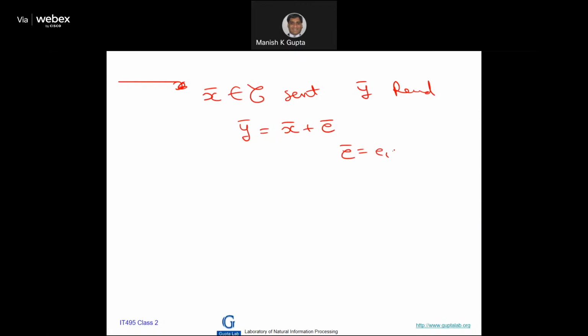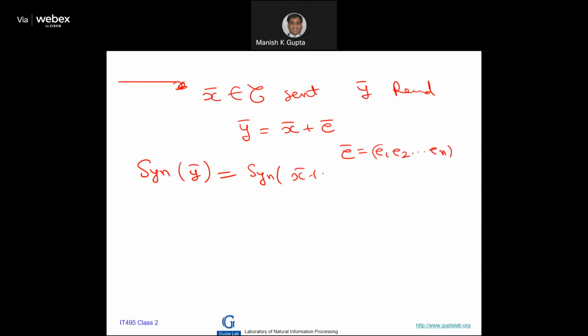What is e? e is nothing but e1, e2, ..., en. n bits are there. So basically, if x2 is say 1, and e2 is 1, it will be reversed. 1 plus 1 will be 0, and so on. This is the error vector. So what do we do? We just compute the syndrome of the received vector. That's what we usually do. So what is the syndrome of the received vector?